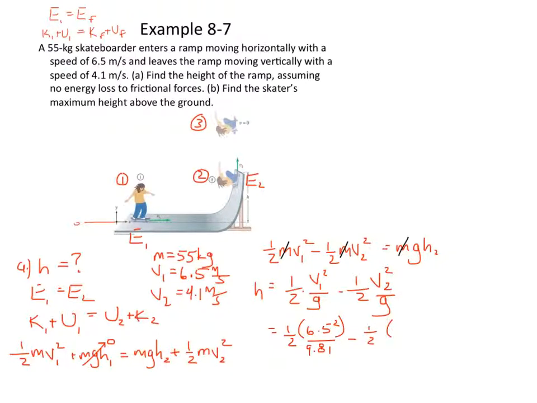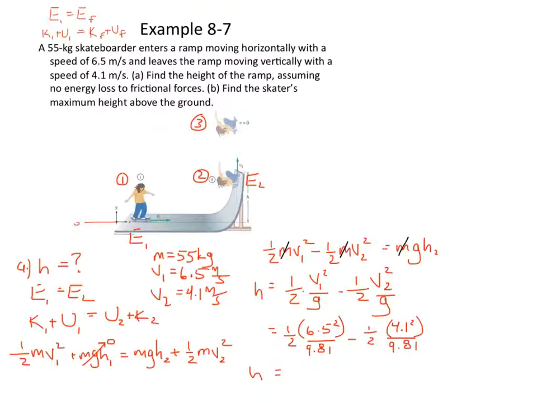1/2 final velocity, that is 4.1 meters per second. Ooh, squared, right? We need to square it. Squared over 9.81. And what you could even do, and it might make a little more sense, is factor out the 1 over 2g. That might make more sense to do as well. But either way, this works for us.